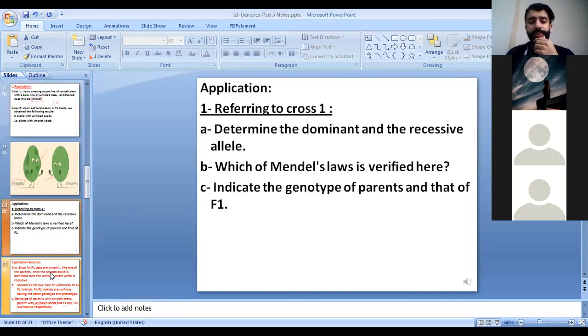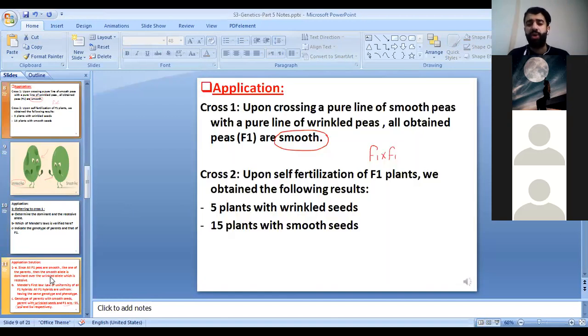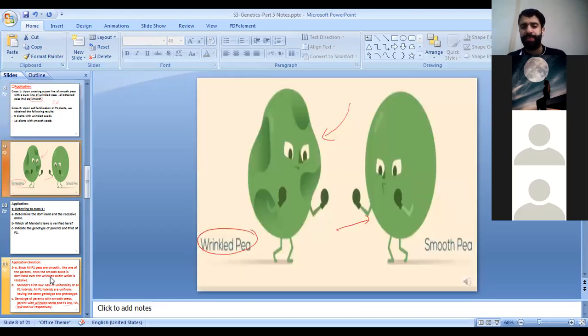Moving now to the second part. Which of Mendel's laws is verified here? Here we have the first generation. It is the first law, the law of uniformity of all the F1, meaning that all the F1 have the same phenotype as well as the same genotype.